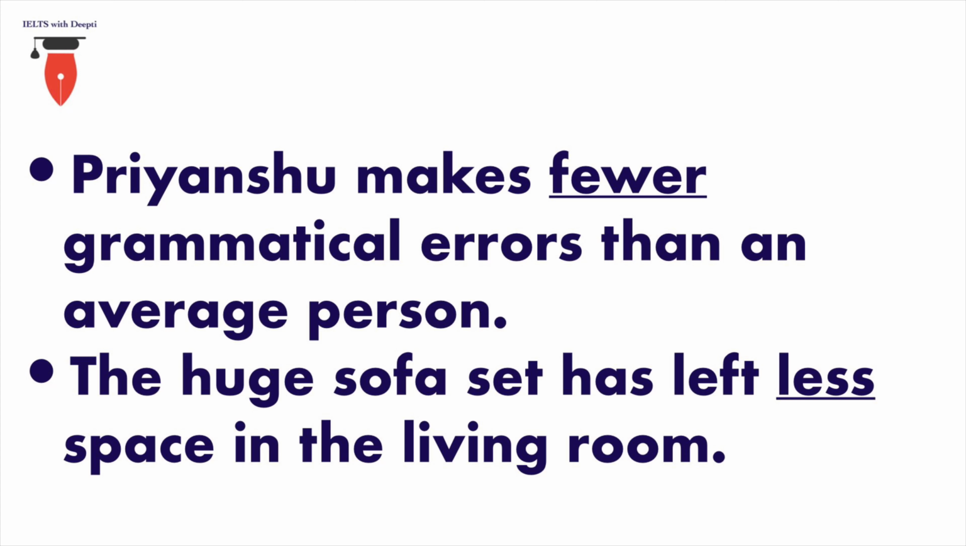Let us look at the second statement. The huge sofa set has left less space in the living room. So, when we talk of space, we cannot count space, and that is why we are using the word less here. So, in a nutshell, when you can count things, use few. When you can't count them, use less.